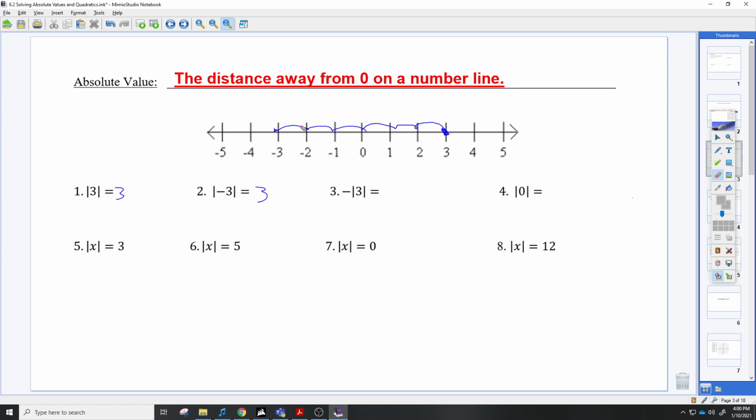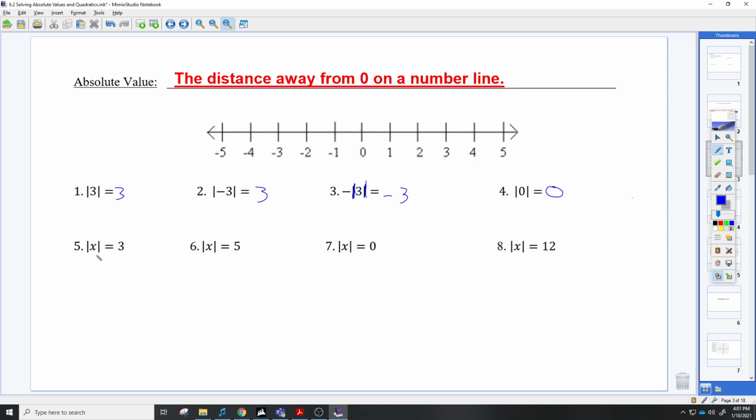Now, what if we threw a negative sign out in front of it? If you had something like this, you'd do the absolute value of 3, like we normally do, and then the negative would just sit out there. So we already did the absolute value of 3 over here, and we already know it's 3. In this instance, it would be 3, but the negative's still out there, so the answer would be negative 3, only because the negative sign is on the outside of the absolute value sign. How about 4? How far away is 0 from 0? Well, that's 0.